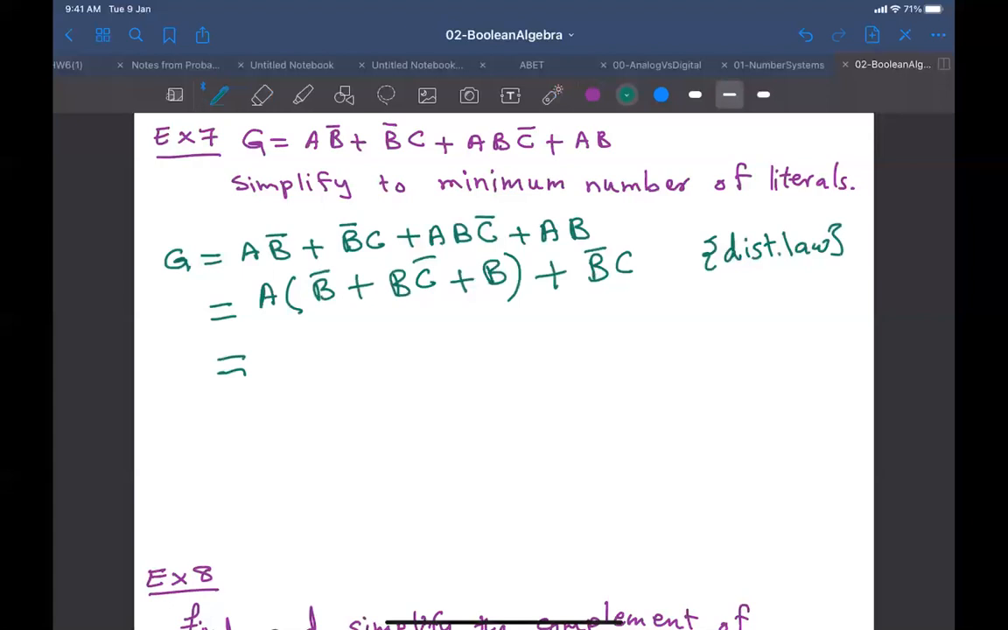B plus B complement equals 1. Excellent. So B complement ORed with B, although they are not next to each other here, using commutativity I can switch between these two, and then they're next to each other. So this is going to be A ANDed with 1, or BC complement, ORed with B complement C. And this is using the complement law, or property.